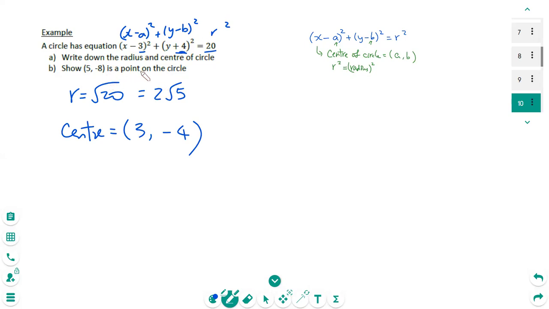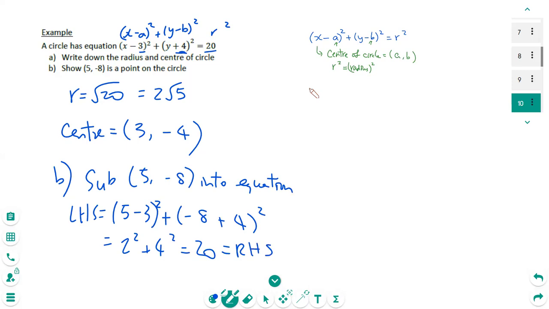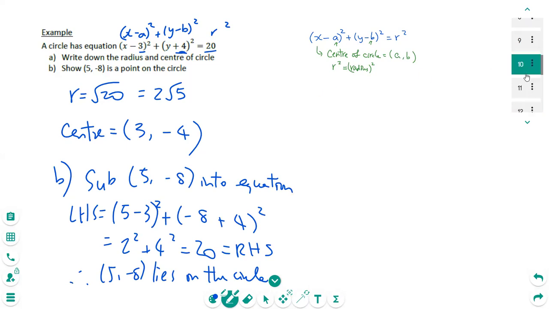Okay. Show that (5, minus 8) is a point on the circle. Question B. To show (5, minus 8) is a point on the circle, we can substitute (5, minus 8) into the equation. On the left-hand side, we have (5 minus 3) squared plus (negative 8 plus 4) squared. So 2 squared plus 4 squared is 20, which equals the right-hand side. Therefore, (5, minus 8) lies on the circle. Okay. That's how we prove a point is on a circle.